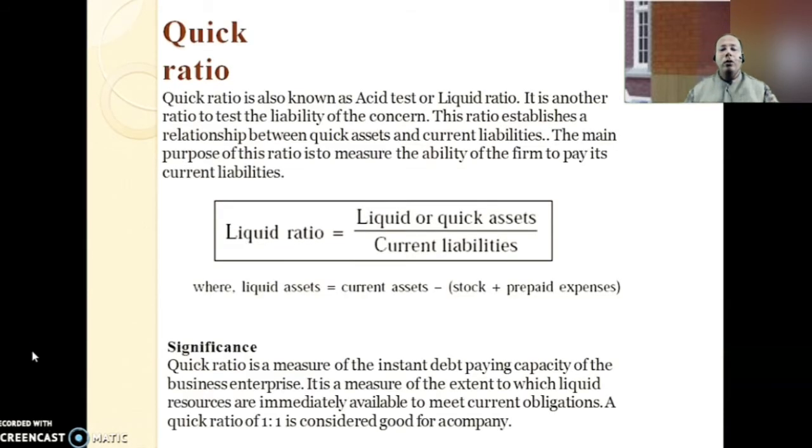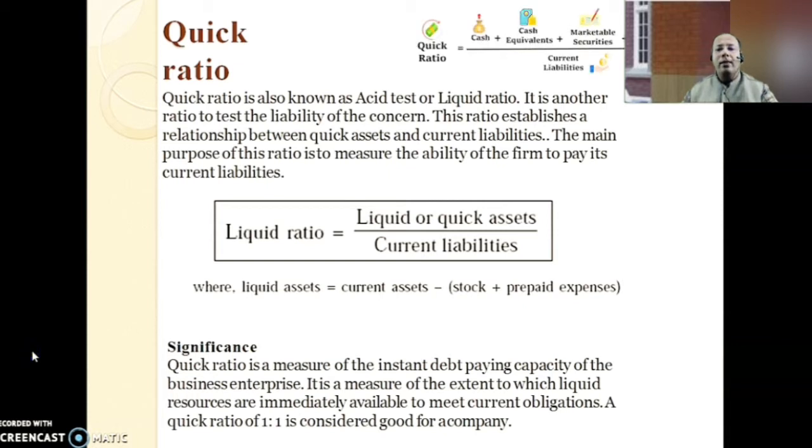So quick ratio, or acid test ratio, or liquid ratio, is an even better tool for determining the short-term solvency of the business. But for you to be able to understand what the quick ratio is, you need to understand what liquid assets are. Before I go on explaining in detail what liquid assets are, let's quickly look at the formula for liquid ratio. Liquid ratio is quick assets upon current liabilities. The ideal quick ratio is 1:1.